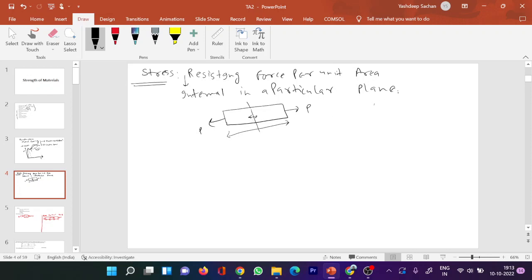So stress cannot be measured, but strain can be measured. When we measure the strain, with the help of strain we calculate the stress. Got it? Yes.